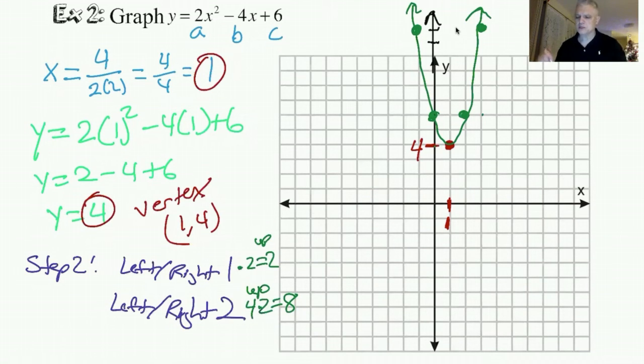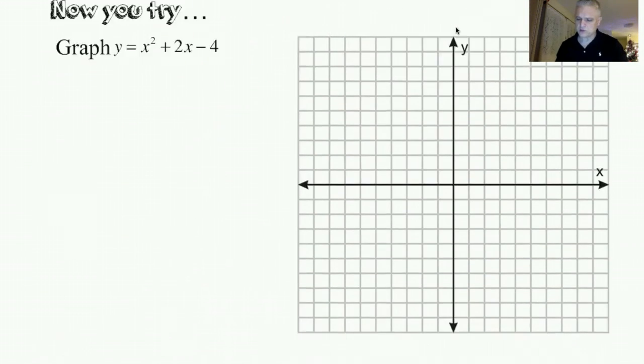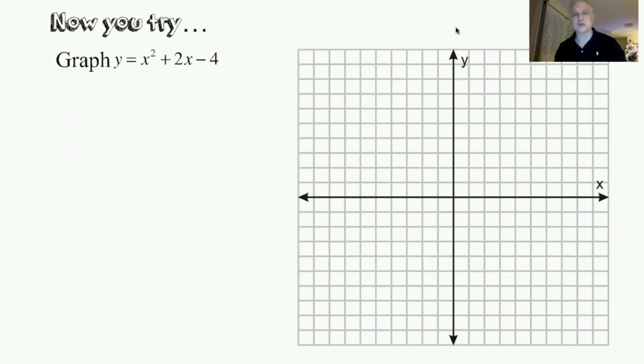Example 2 is done. Okay, we found the vertex. We went left 1, right 1, used our A to figure out how far up those 2 points were going to be, and then we went left 2, right 2 from the vertex, and again multiplied by A, and we went up 8. Sweet. So now we're going to look at a U trot.